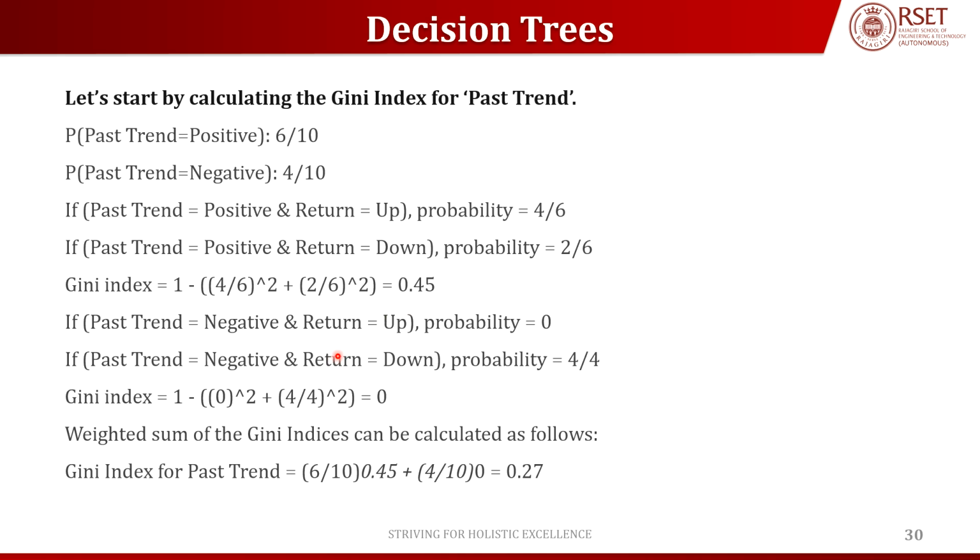And now calculate Gini for negative. All 4 have returned down, so that is a perfectly pure group. So probabilities are 0 by 4 and 4 by 4. So Gini is 0 here. Now we calculate the weighted Gini. We combine the Gini of each group weighted by its size. There are 6 positive observations out of 10 and 4 negative out of 10. So Gini of past trend is 0.27.